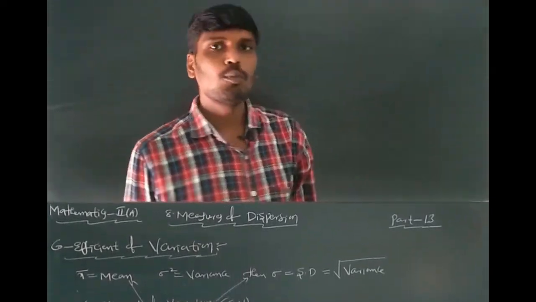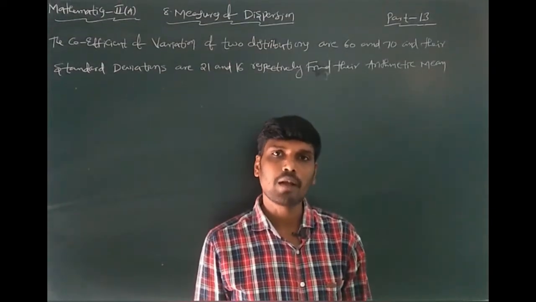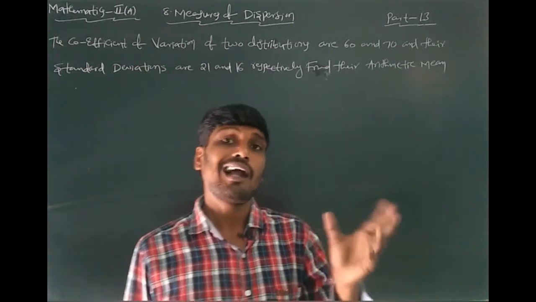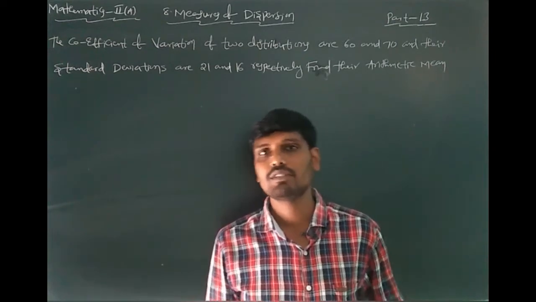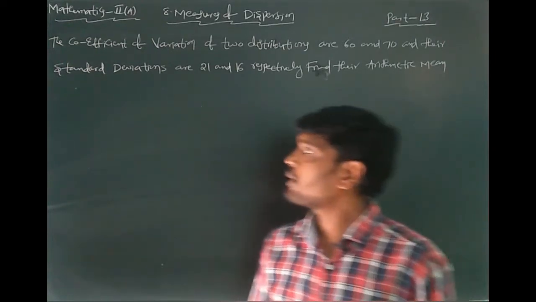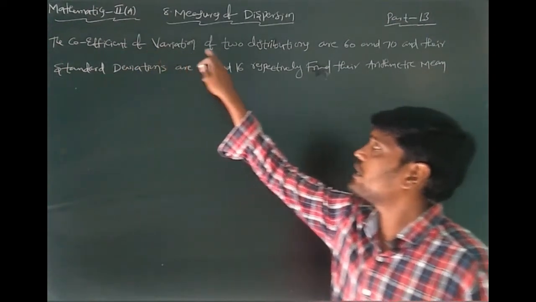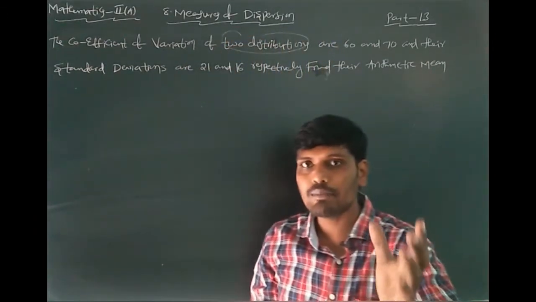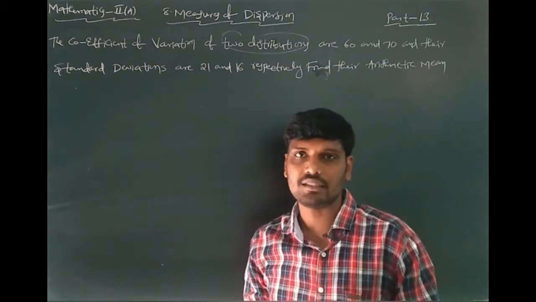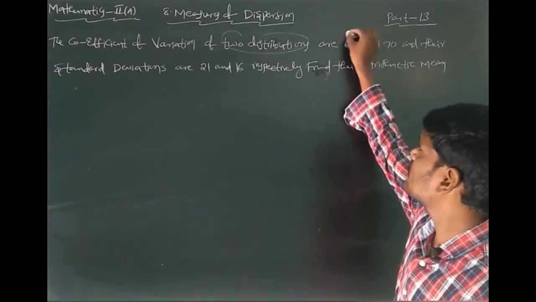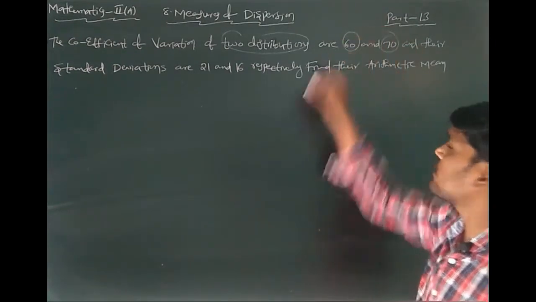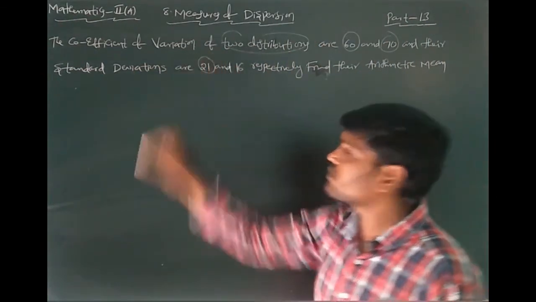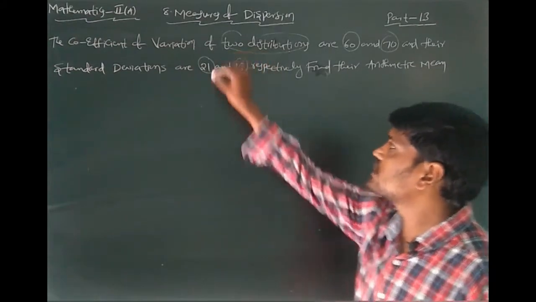Next, the coefficient of variation model problem. Only one problem is there, which is very important and sometimes comes unexpectedly as a 2 marks problem. The coefficient of variation of two distributions, that is, two items or two companies: the first is 60, the second is 70. The standard deviations are 21 for the first and 16 for the second.